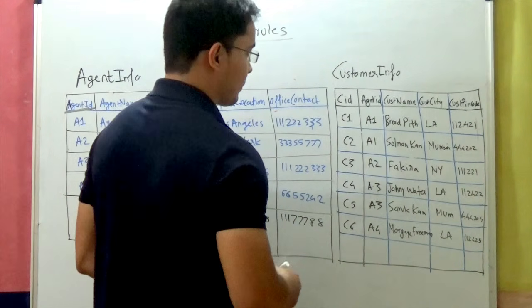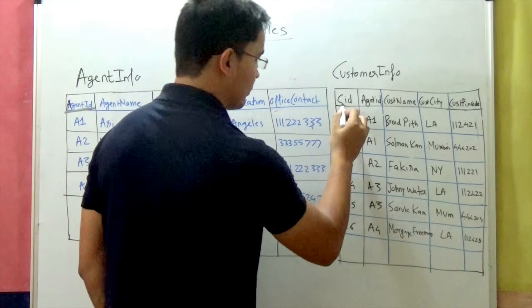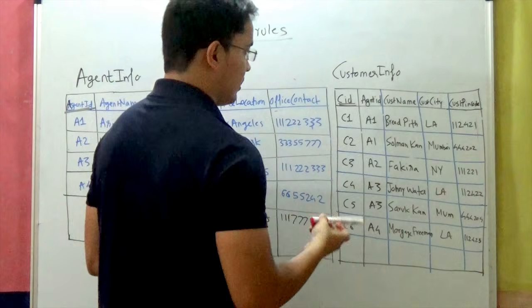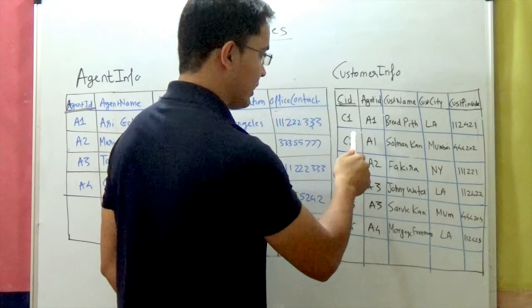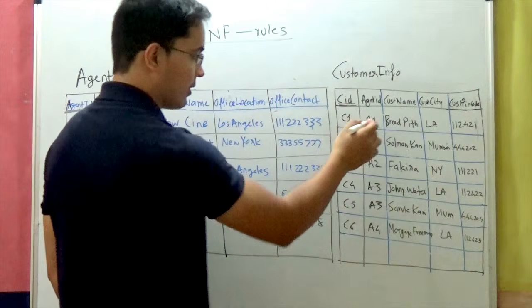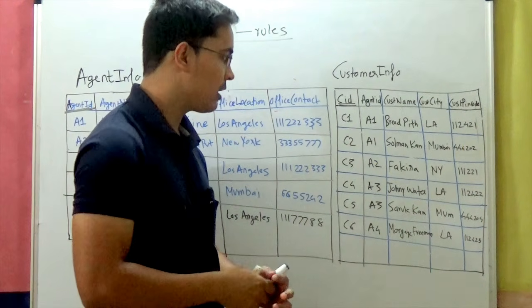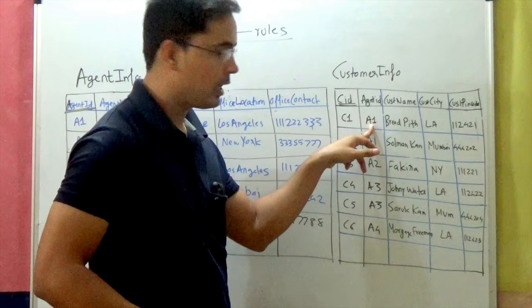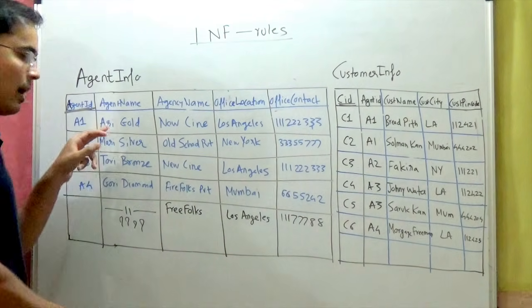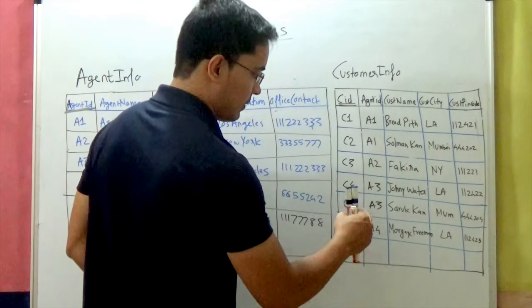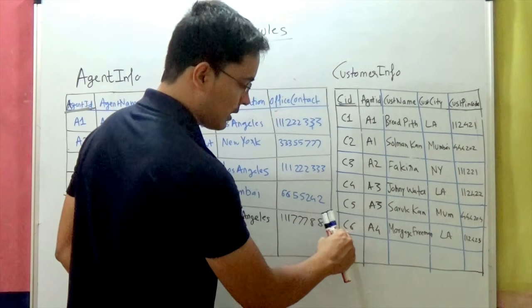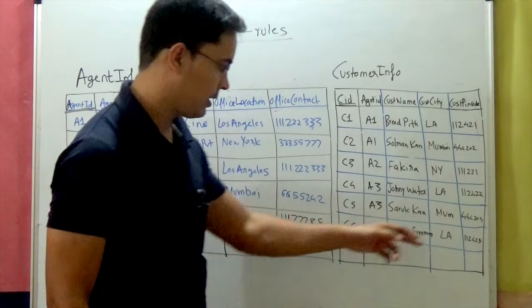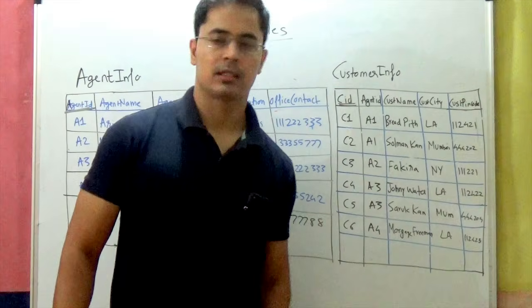So you can see here, customer ID is my primary key, so I'll underline that. C1 is my customer ID. Agent ID is A1. So I can identify that Mr. Brad Pitt is represented by agent A1, which is Ari Gold. Mr. Mortgage Freeman, C6, is represented by A4, that is Gori Diamond, right? And it has customer city and customer pin code.